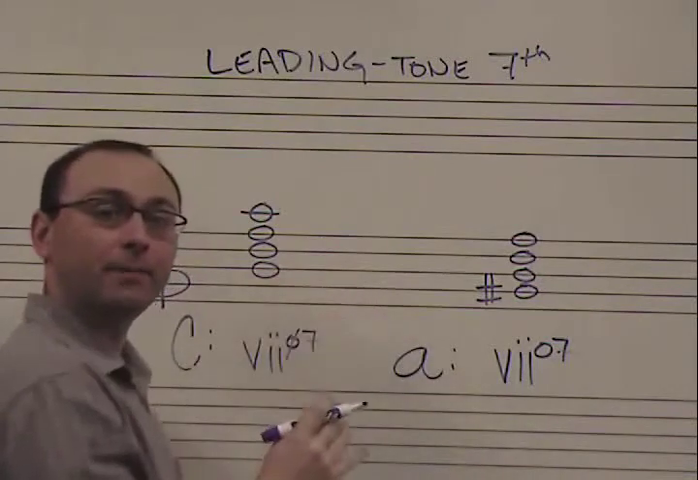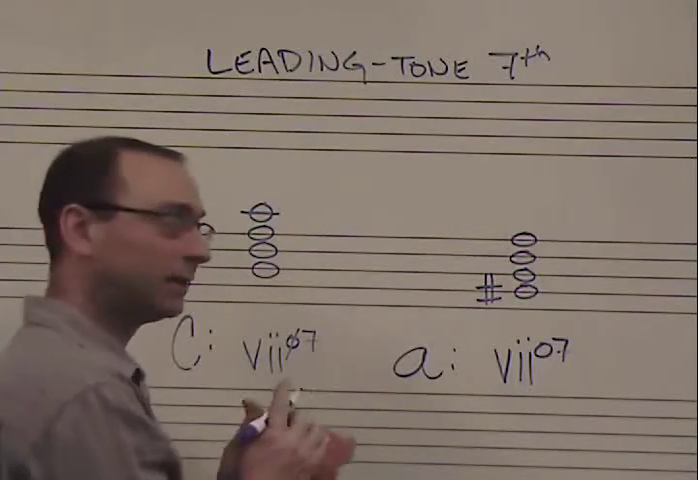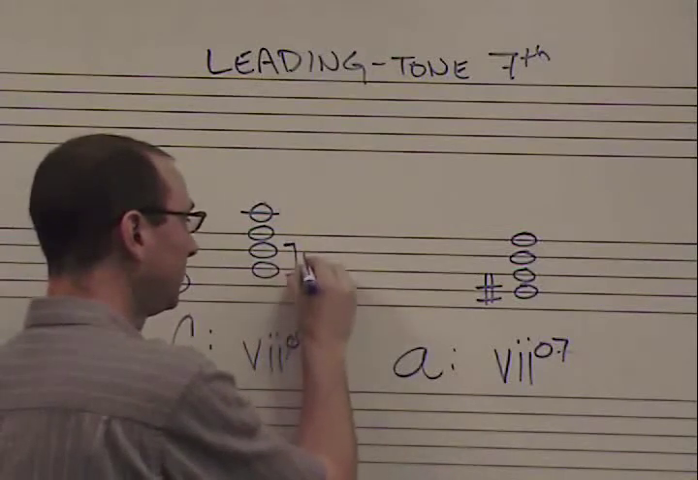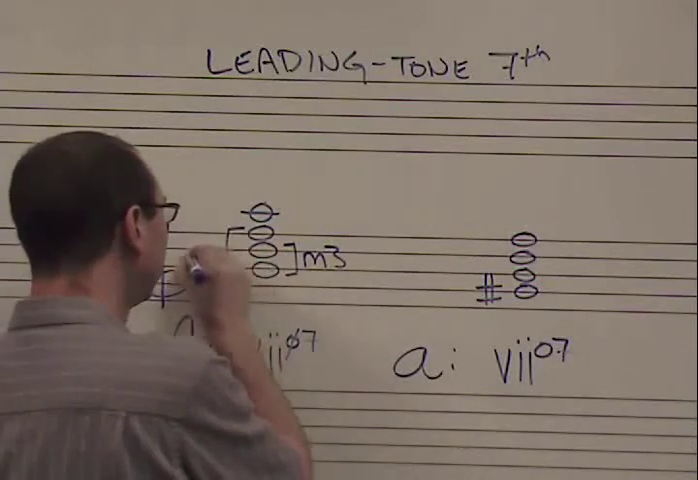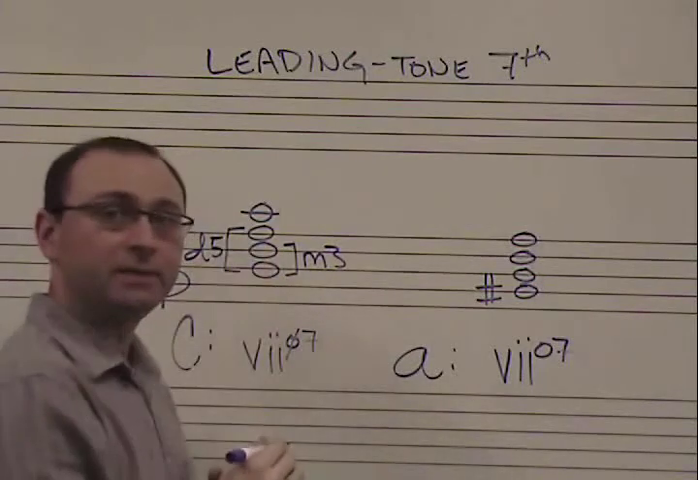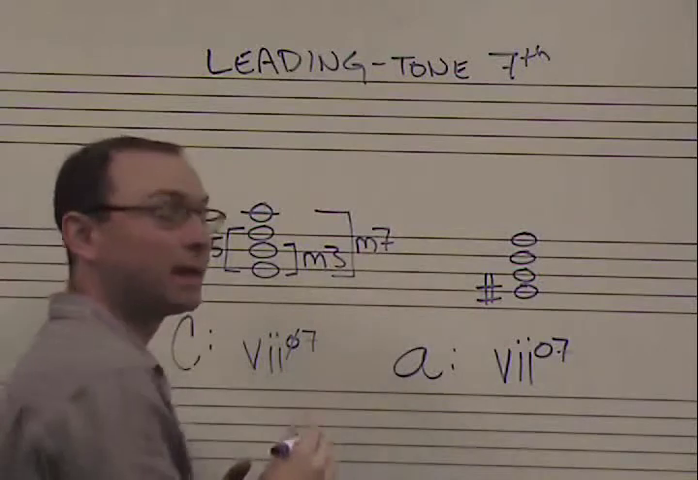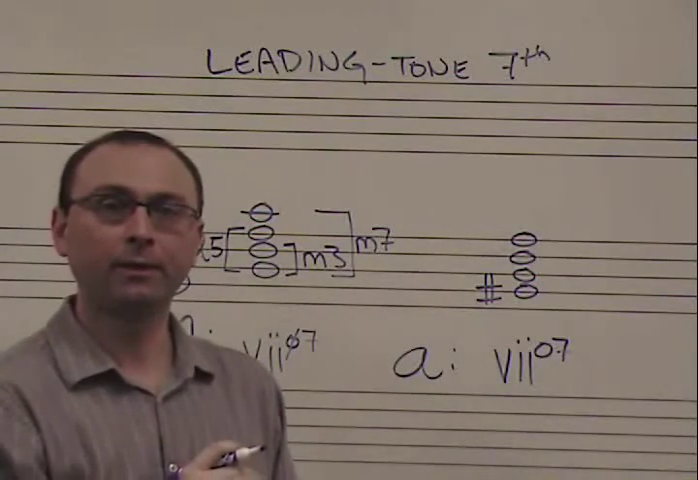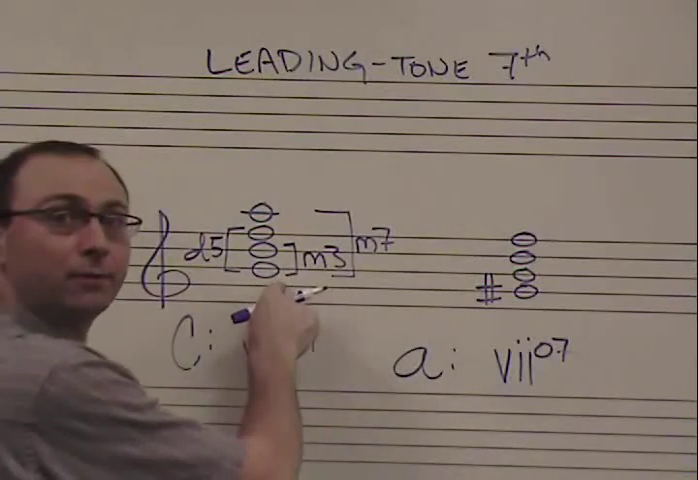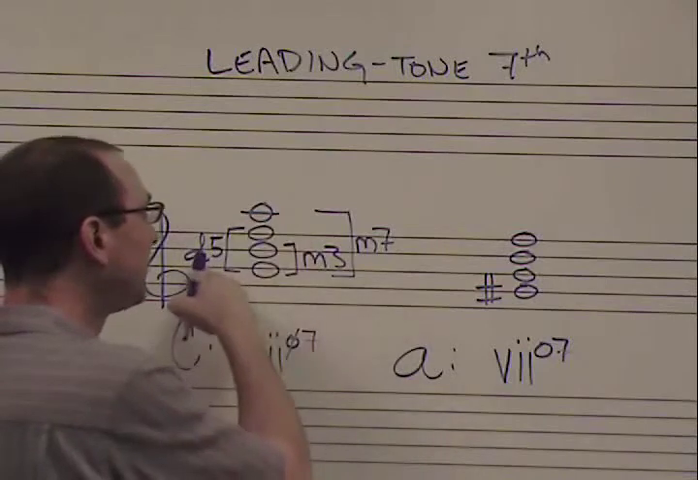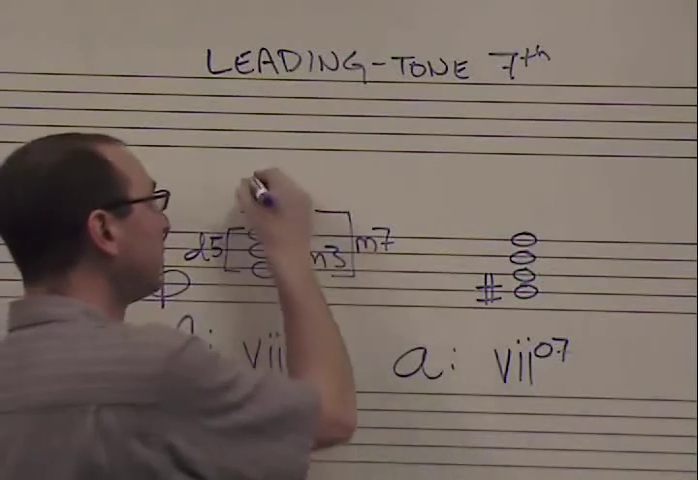The intervals that make up the leading tone diminished seventh chord in a major key are as follows. A minor third, a diminished fifth, and a minor seventh. The triad component of this chord is diminished. Minor third plus diminished fifth. So we say that this chord structure is a diminished minor seven chord.